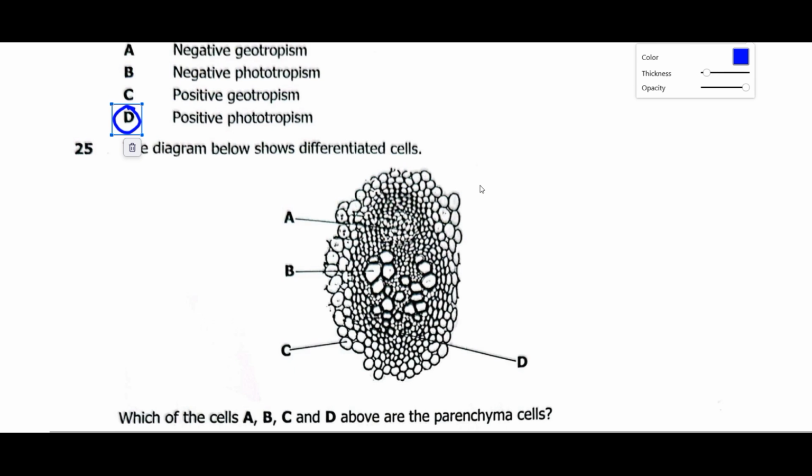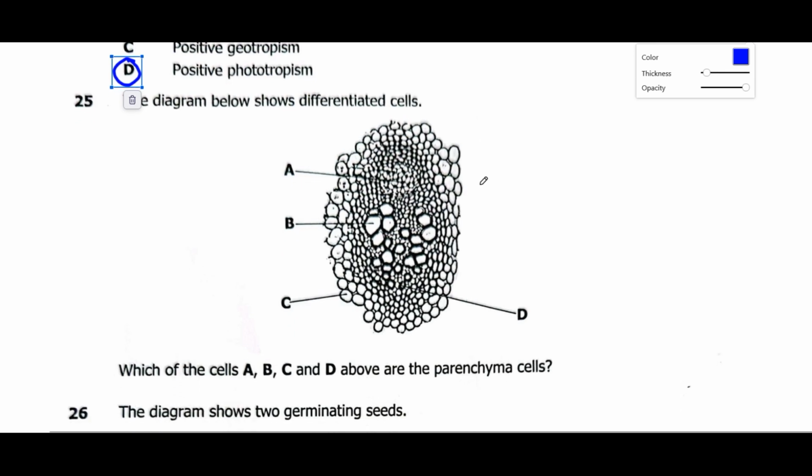The diagram below shows differentiated cells. Which of the cells A, B, C, and D above are the parenchyma cells? The parenchyma cells are cells with functions like storage of sugars and transportation of water. So for this one, the answer is D.